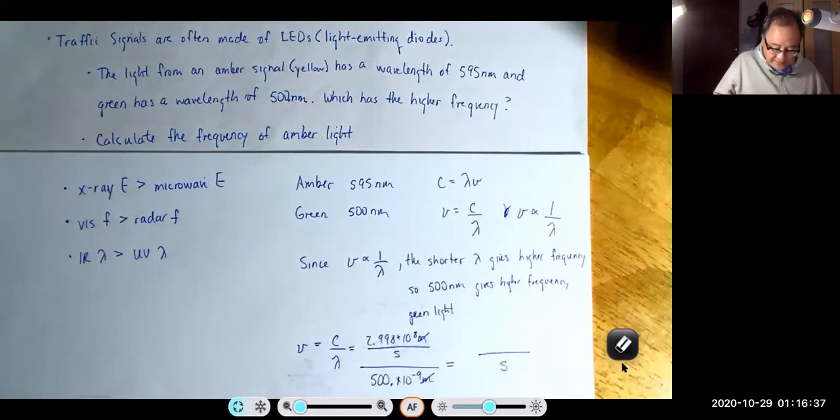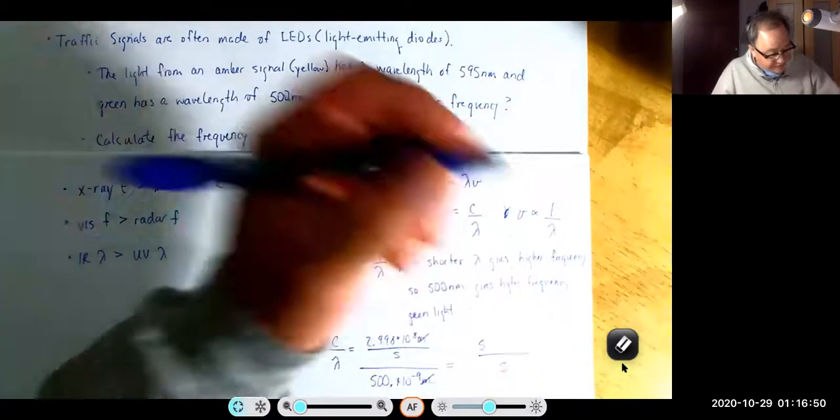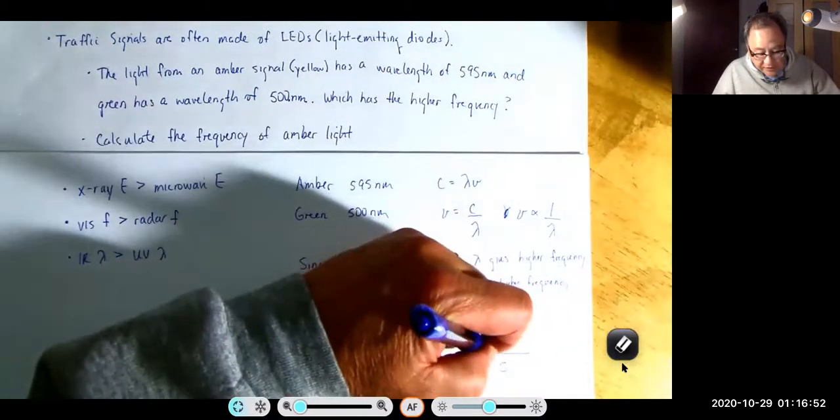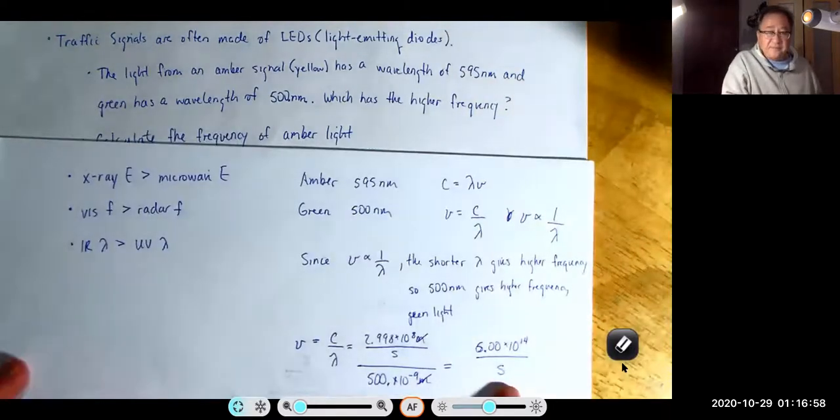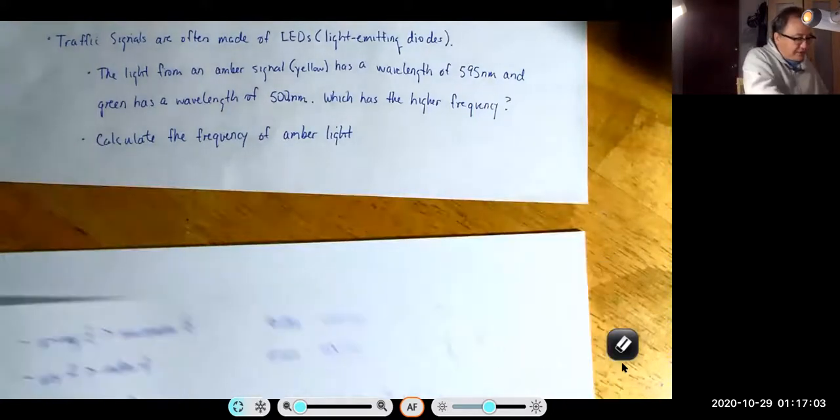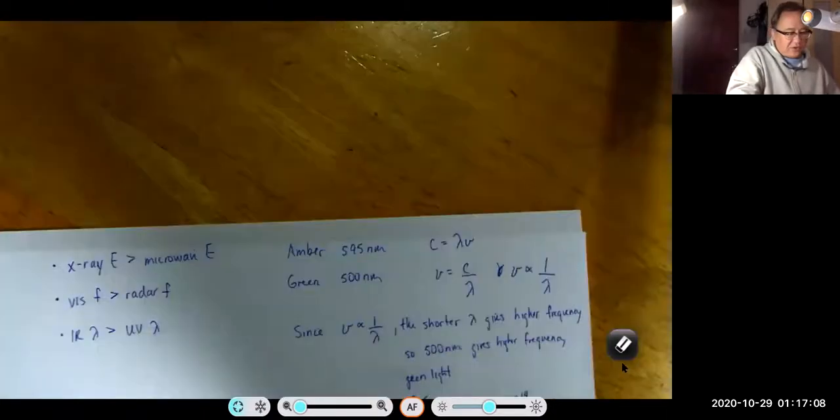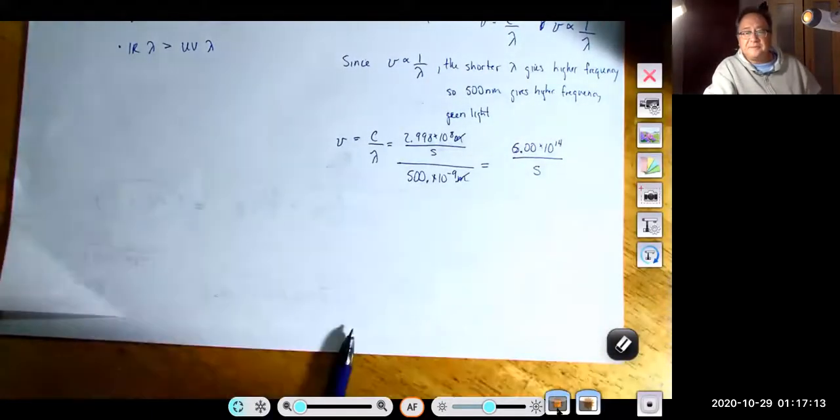2.998 EE 8 divided by 500 EE negative 9. And with 3 significant figures, I get 6.00 times 10 to the 14 per second. And there's your answer. Okay, so you want to be able to use that equation fairly convincingly and show your work. And that's the end of our first section. Thank you for listening.